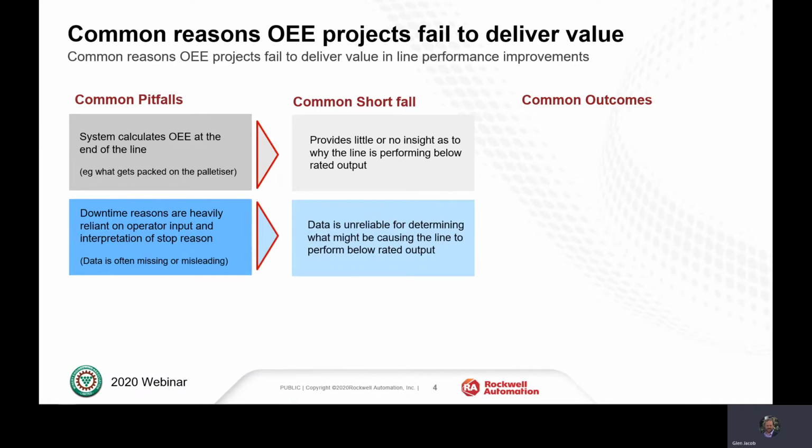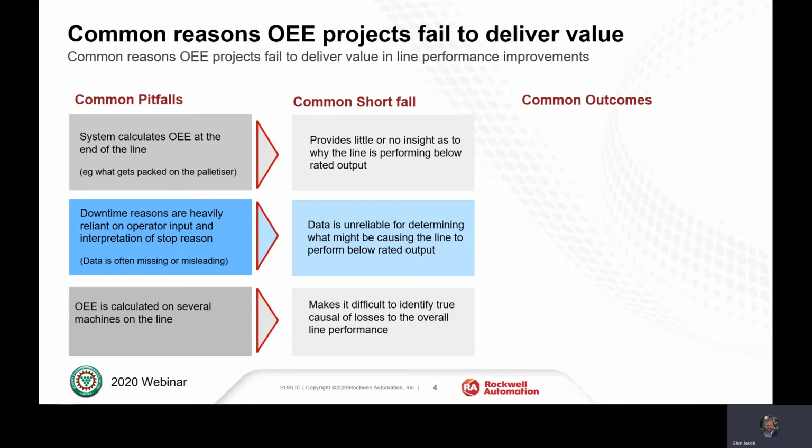Another thing, whether it be paper or automated, downtime reasons, when the downtime reasons entering the system are heavily reliant on operators, that means that the operator needs to understand what was the root cause of the stoppage, etc. This is quite often hard to do because there's a lot of moving parts, as you know, in a filling line. So the data is quite often unreliable from really identifying the true cause of root cause analysis, etc.